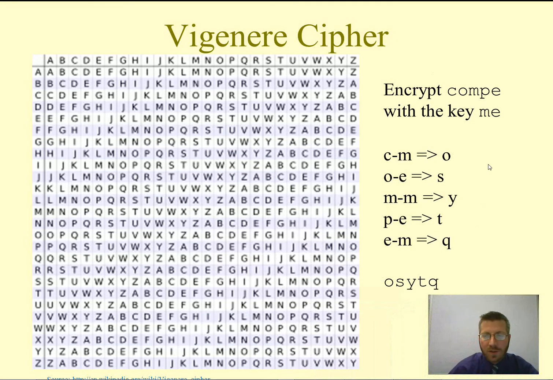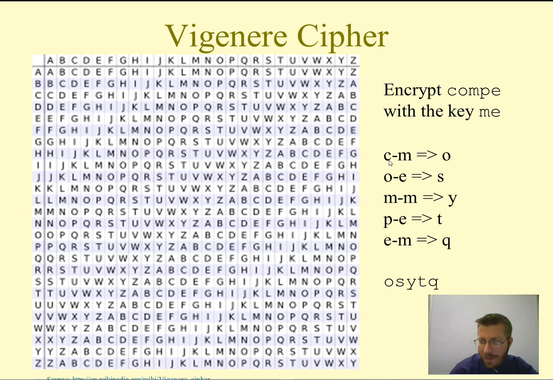Now, if I want to encrypt the word COMPE, I'm going to have to encrypt it with a specific key. In this case, I'm going to encrypt it with a key which is ME. The key is going to be ME. So the first thing I do is look at my letter C and pair it up with the first letter in my key, which is M. So I'm going to look for C, M in my table. I find my C right here, I go all the way down to my M, which is right here, and I find what letter's in that cell. And you see that I have the letter O.